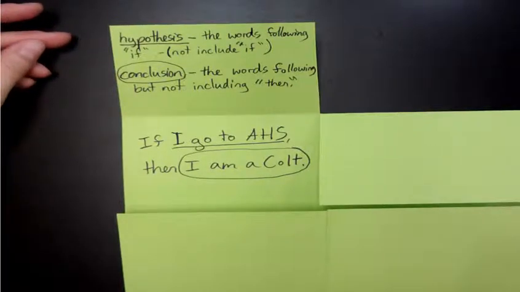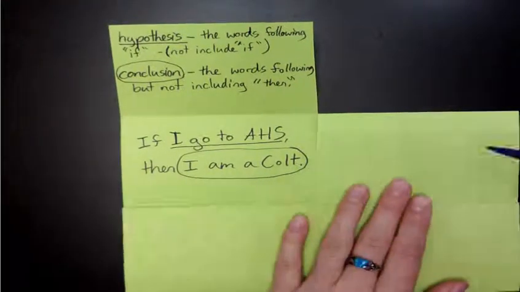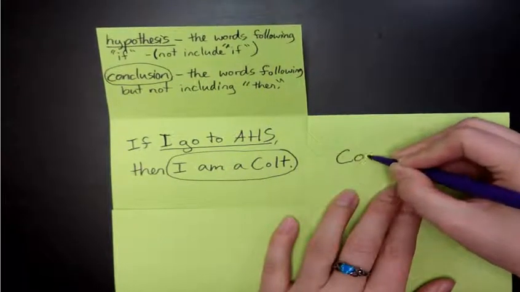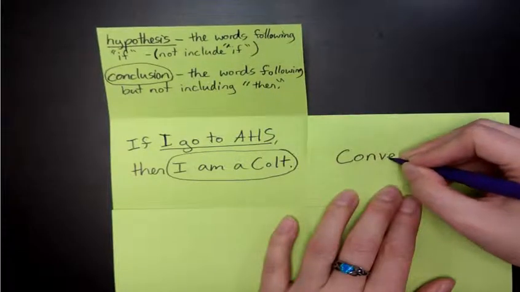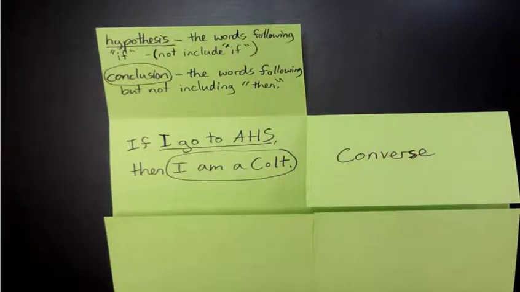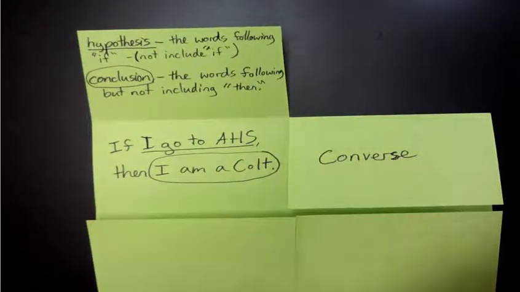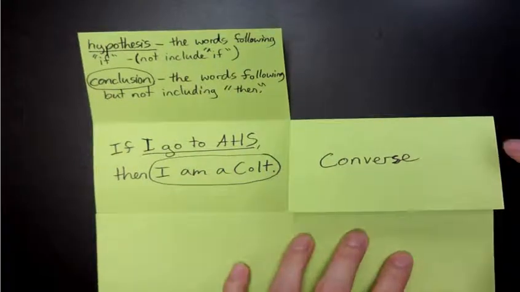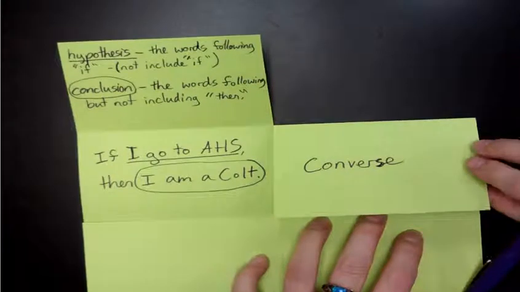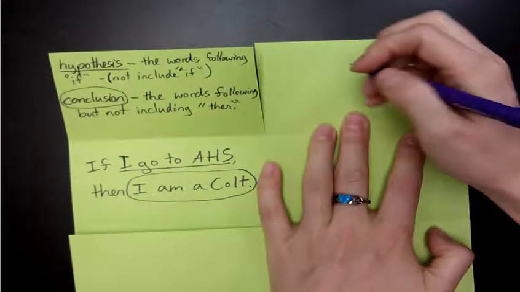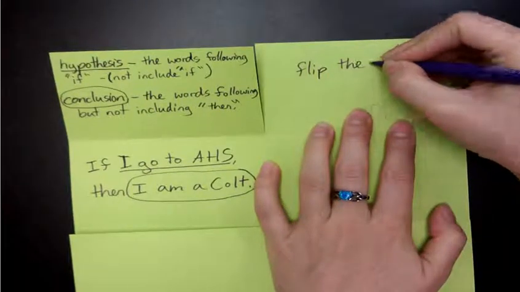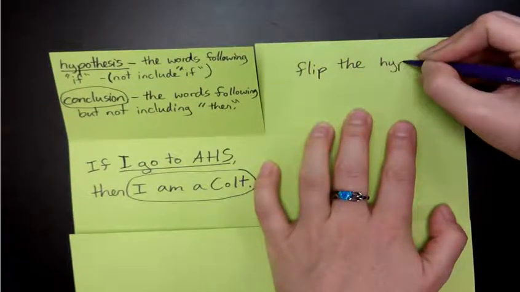Alright, can I flip it back? Actually, I don't need to flip it back. On the outside of your next flap, we're going to write con versus the next statement. We're doing 4 statements today. Everything's based off of the first conditional. So, converse is where we take that original statement and we flip the hypothesis and the conclusion.